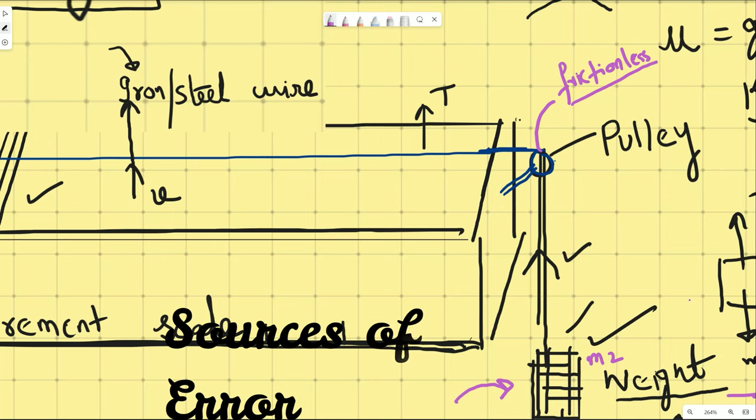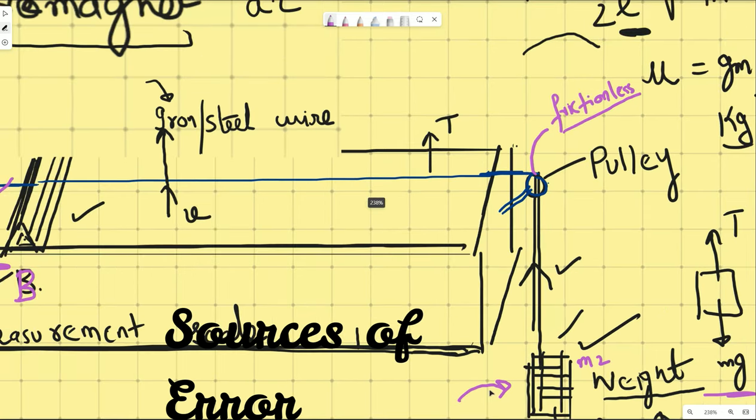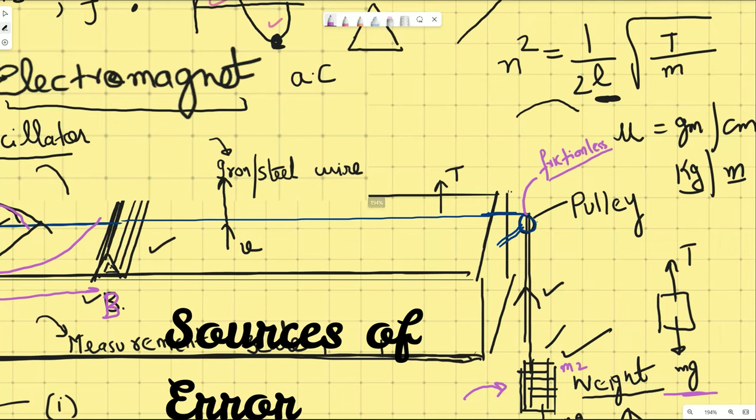Now, because of that, the tension in the string changes. You have taken tension so far to be equal to mg. T is equal to mg. This is the logic you are working on. But this logic may go wrong a bit because of the friction that exists in the pulley.